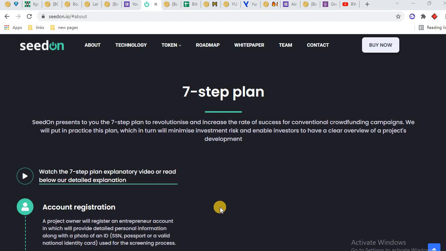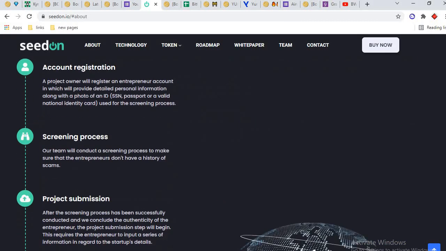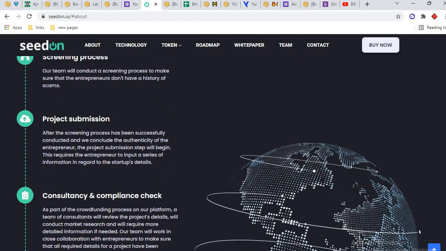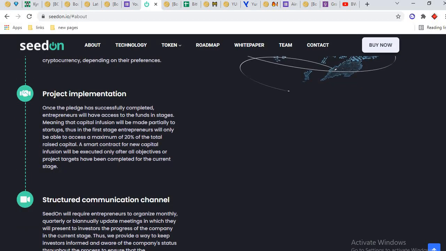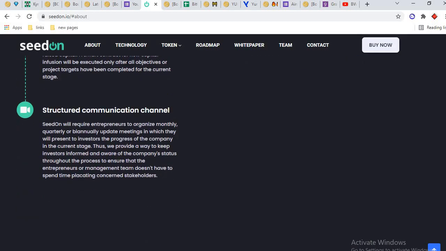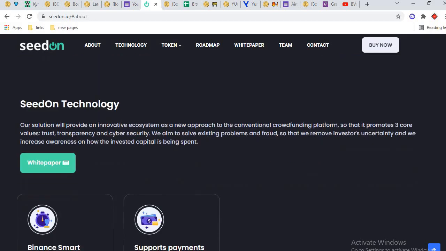Stage plan. First is account registration, second is screening process, third is project submission, fourth is consultancy and compliance check, then crowdfunding, project implementation, structured communication channel, and SeedOn technology.